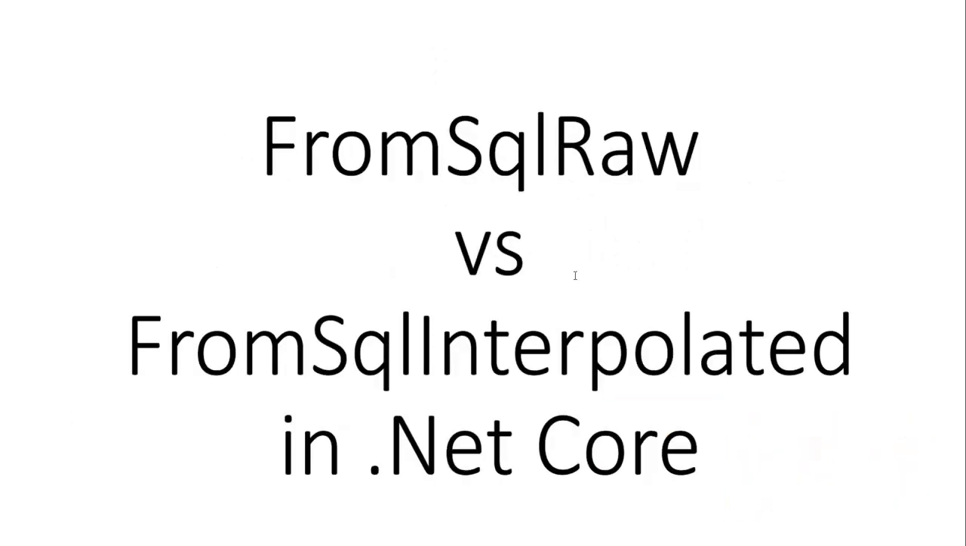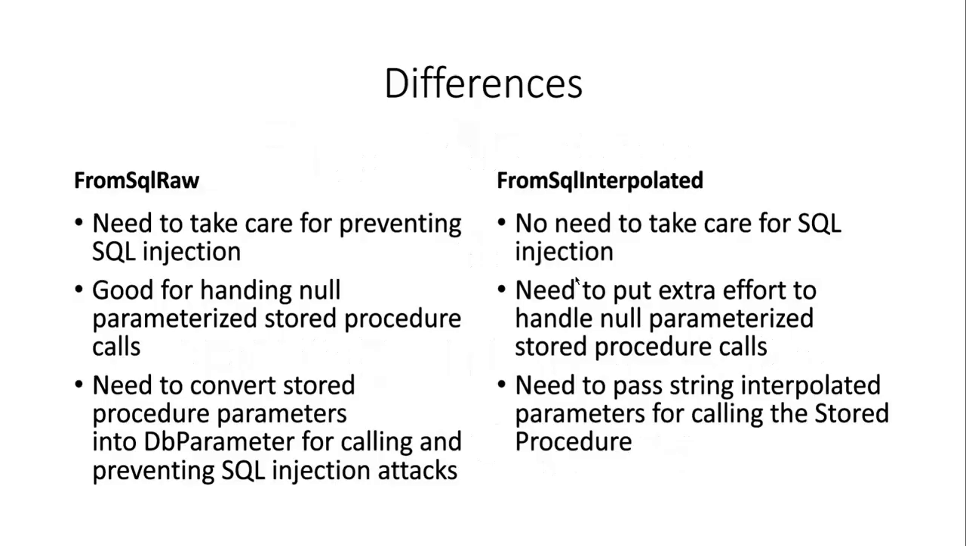Hello guys, today in this video I am going to discuss the difference between FromSqlRaw versus FromSqlInterpolated in .NET Core. Both these methods are used for selecting data from the database. So let's proceed with the explanation.